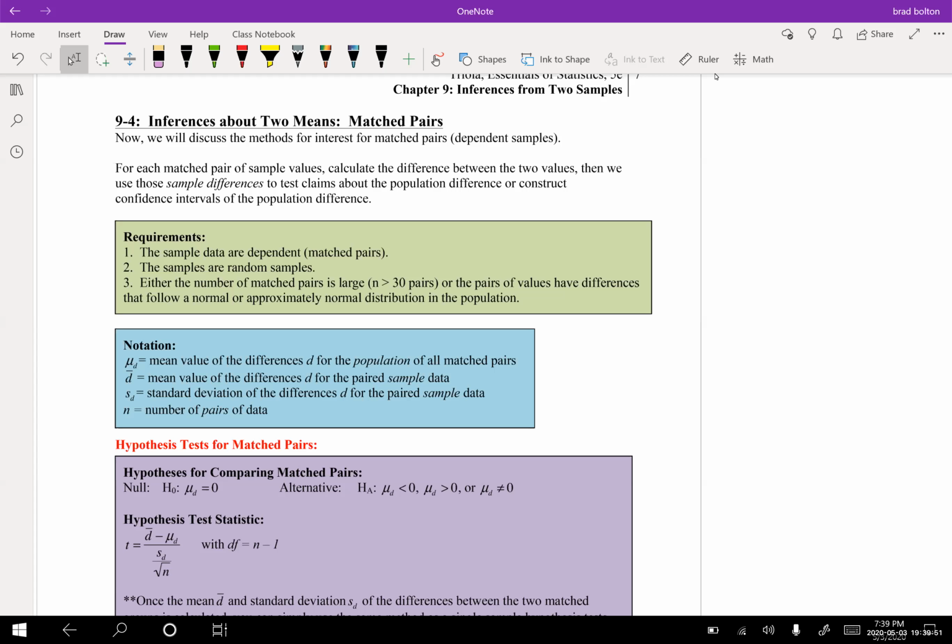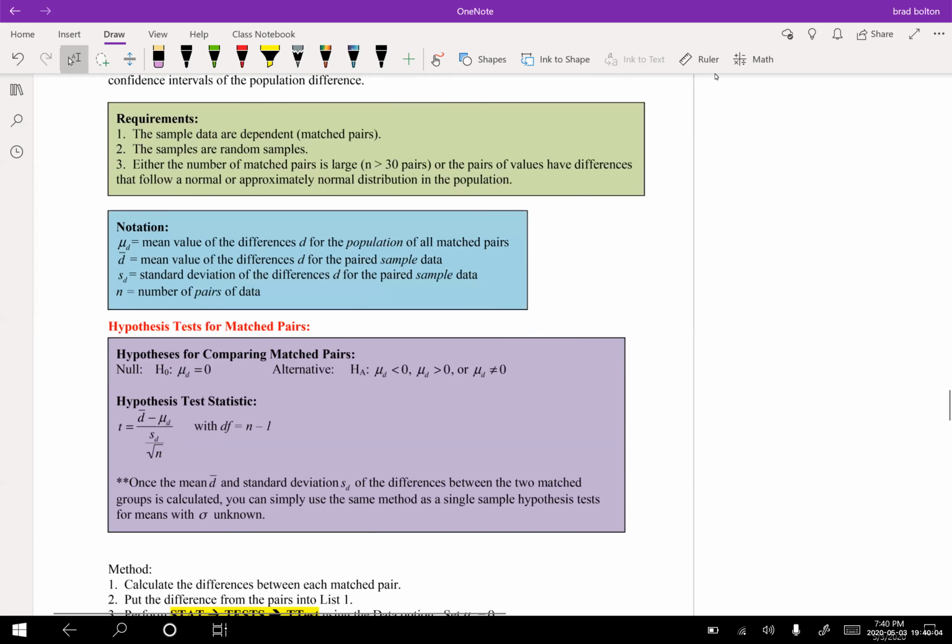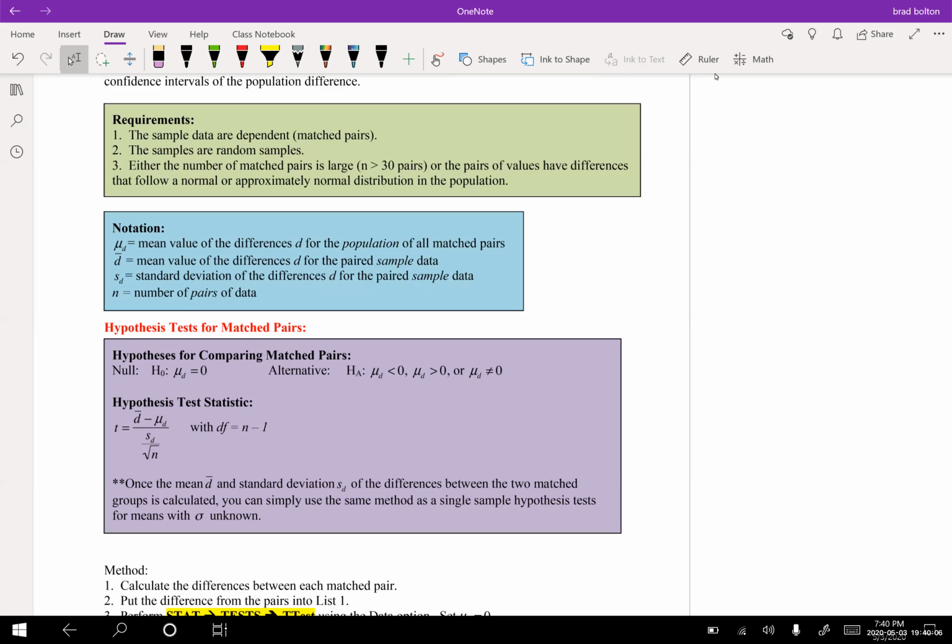However, we're going to take a chapter 9 problem with 2 samples and we're going to turn it into a chapter 8 problem with 1 sample by subtracting the samples and getting a new set of data. Okay. So a couple things, the sample data are dependent. We call them matched pairs. That's why a lot of times it's a before and after. Normally it's talking about the same sample group.